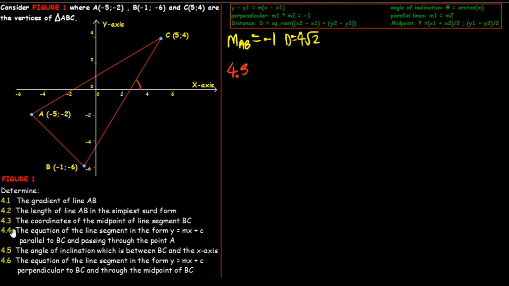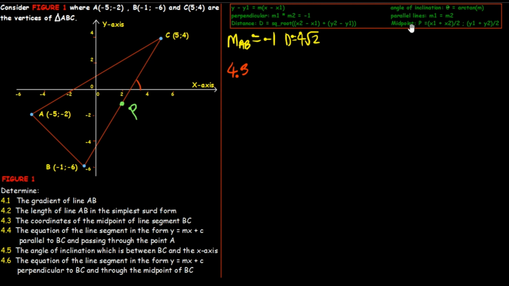So moving on to question 4.3, we need the coordinates of the midpoint of the line segment BC. So a midpoint is just a coordinate between B and C. So let's just place it along here. And let's just call that point P. Okay, so we need to find its coordinate.